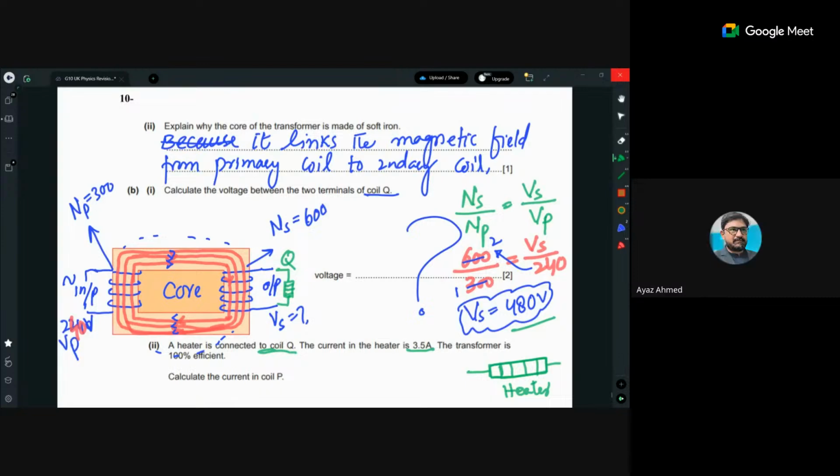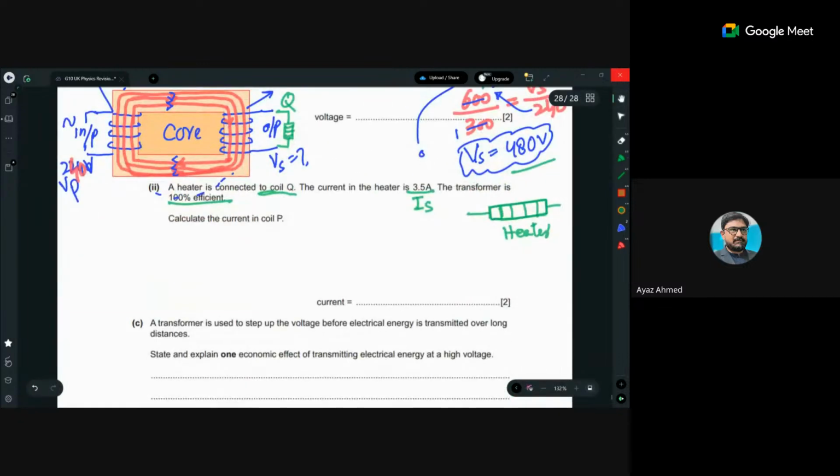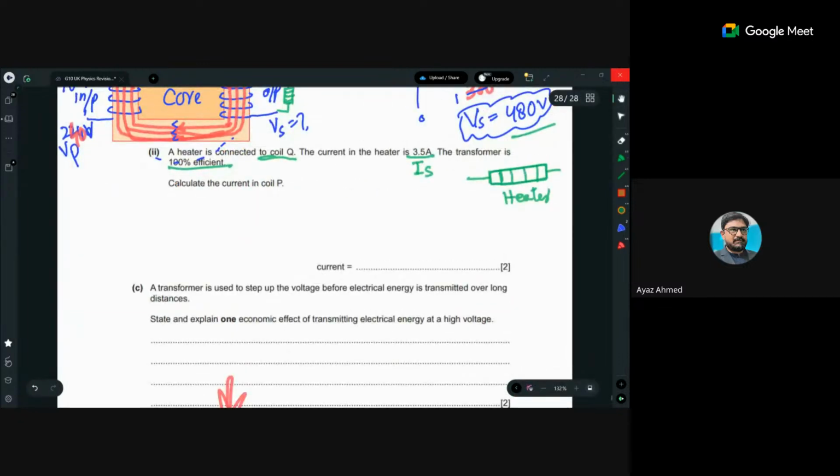Okay, thank you. So I'm saying that the heater is connected here. So this is your I in the secondary coil. This is the current of the secondary coil, IS. The transformer is 100% efficient. 100% efficient means it does not have any power loss. So when it does not have any power loss, P out is equal to P in.